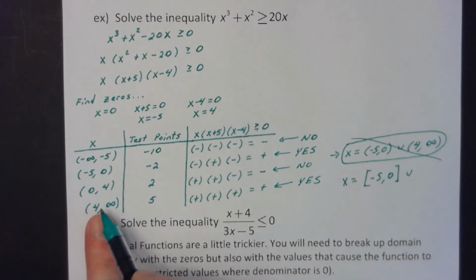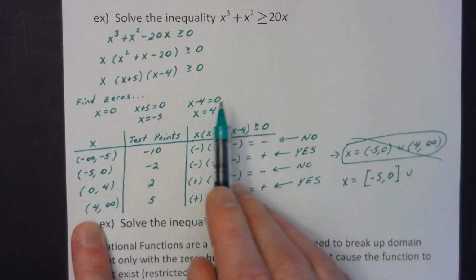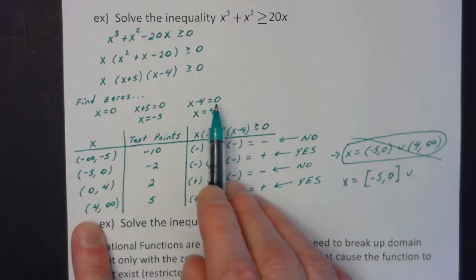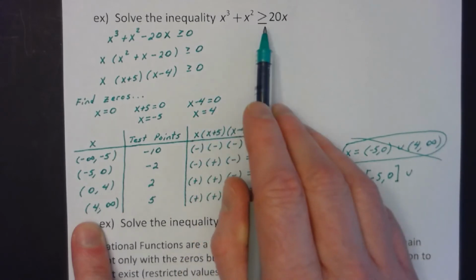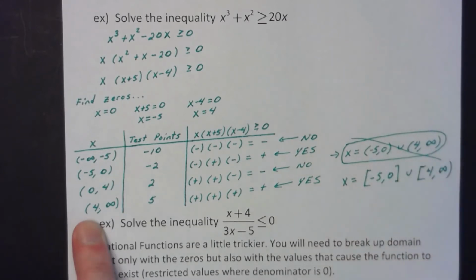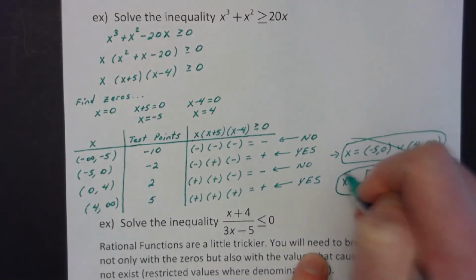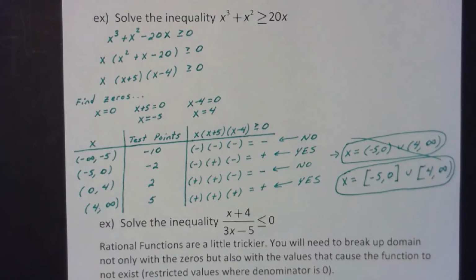But I'd say, well, okay, yes, that was the test region. But I already know 4 is a value that yields a 0. And that is part of my solution. So I have to put a bracket around the 4. You will never, ever have a bracket around positive or negative infinity. So I'd say 4 to infinity, parenthesis there. And this would be our final answer as opposed to what I previously had circled. So I'll put a complete X over that.